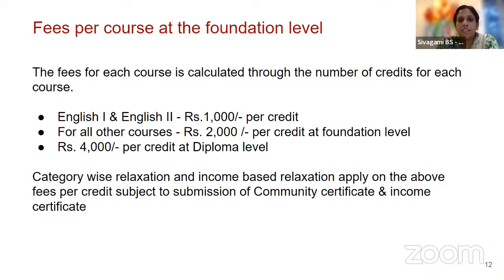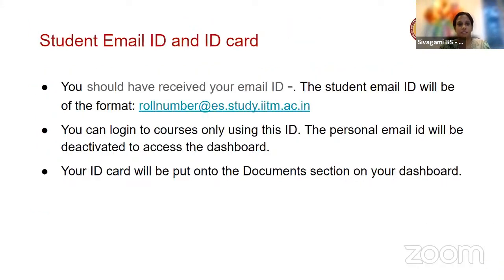For all other courses, it will be rupees 2,000 per credit at the foundation level. Suppose C programming or ESTC is a 5 credit course, it will be rupees 10,000. Suppose embedded C programming is a 6 credit course, it will be 12,000 per course. Okay. So this is the way you will have to calculate the fees for each course. And for the diploma level courses, it will be rupees 4,000 per credit. These are the fee structures for the general category, and the category-wise relaxation and income-based relaxation are also applicable, subject to the submission of a community certificate and income certificate.